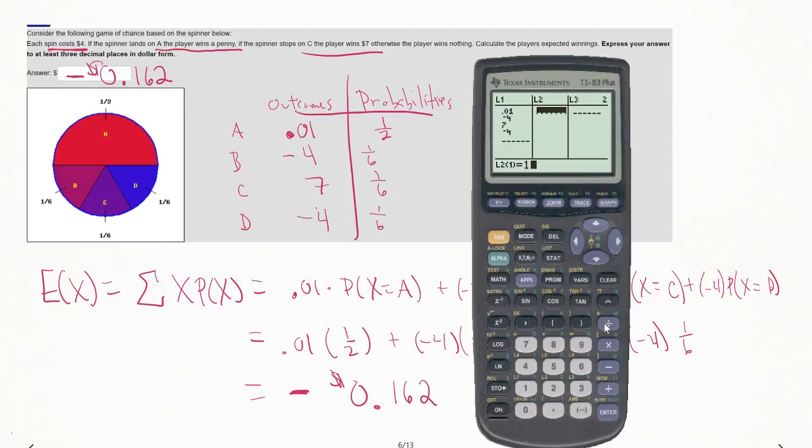So our first probability was 1/2. Our second probability was 1/6. Our third probability was 1/6. And then our fourth probability was 1/6.